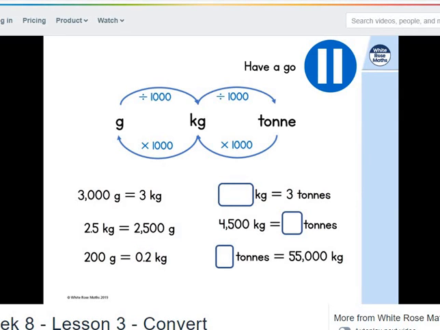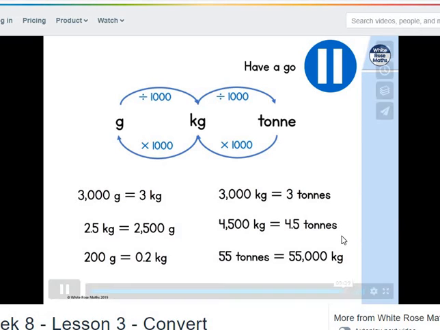What about converting in tonnes? Well, 3 tonnes, how many kilograms? Well, 1 tonne is 1,000, 2 tonnes is 2,000, so 3 tonnes is 3,000. 4,500 kilograms, well, that's 4.5 tonnes. And then the last one, 55,000 kilograms. Well, if I divide that by 1,000, it will be 55 tonnes.